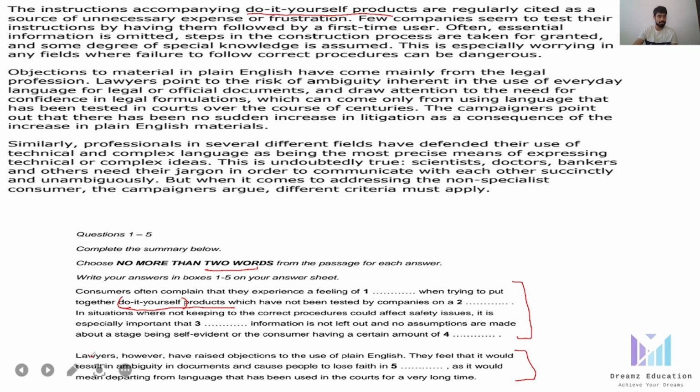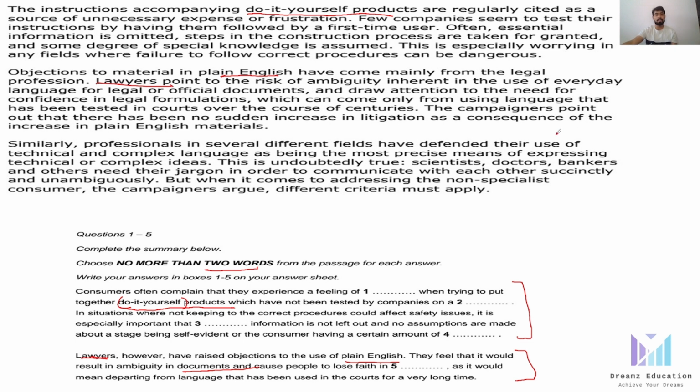They're talking about lawyers and raised objection to the plain English, ambiguity in documents and all those things. Fine. So lawyers, I have to search in some other paragraph. They are talking about plain English, so that was my keyword here. And lawyers, yes, they are talking about lawyers as well. That was my other keyword. So I think the answer for the 5th question is present in the second paragraph. This is my first step.